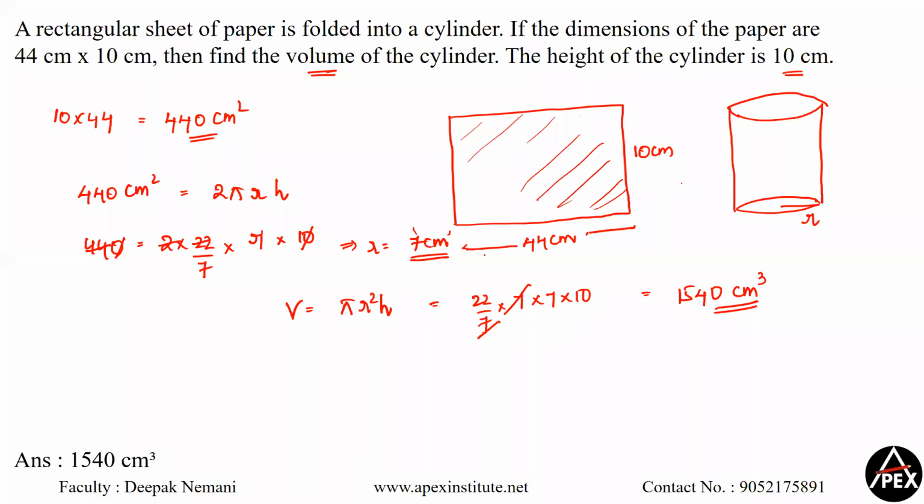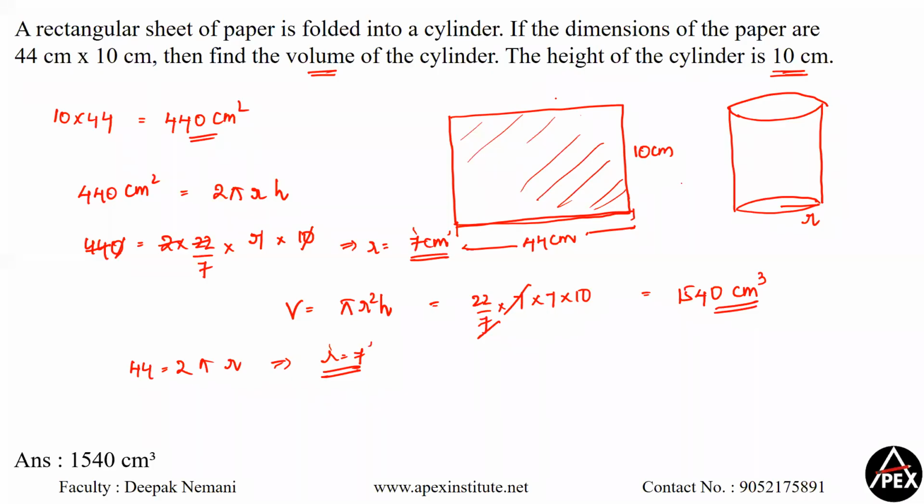Yes, you can also consider that the length of this rectangle will be equal to 2 pi r. You can also do that. So if you consider 44 is equal to 2 pi r, you will get r is equal to 7, isn't it? Then the height of the cylinder will not be 10. It will be 44, isn't it? Clear? The 2 pi r is equal to 44 in this problem.